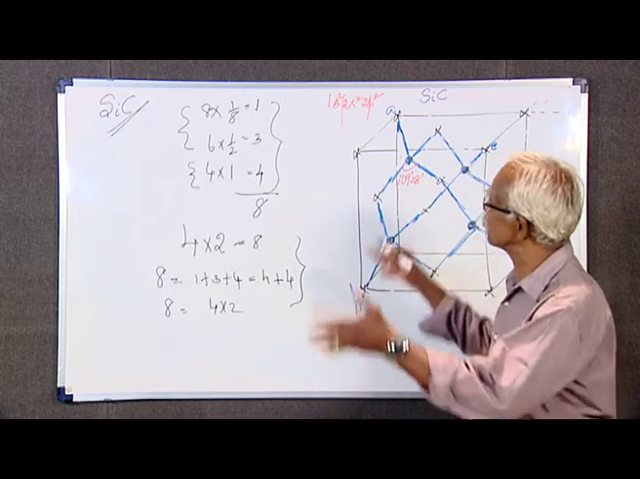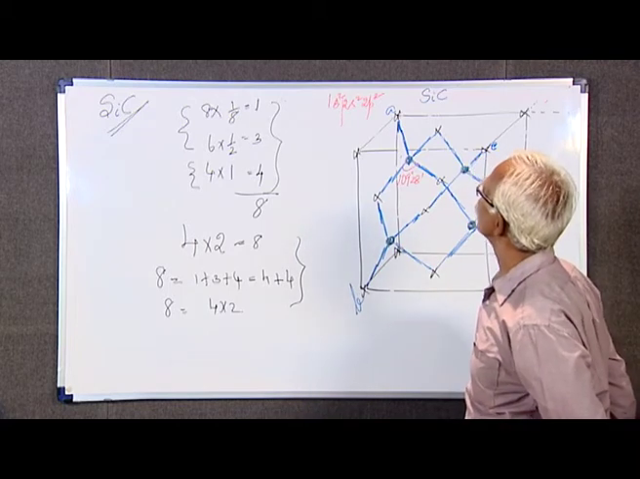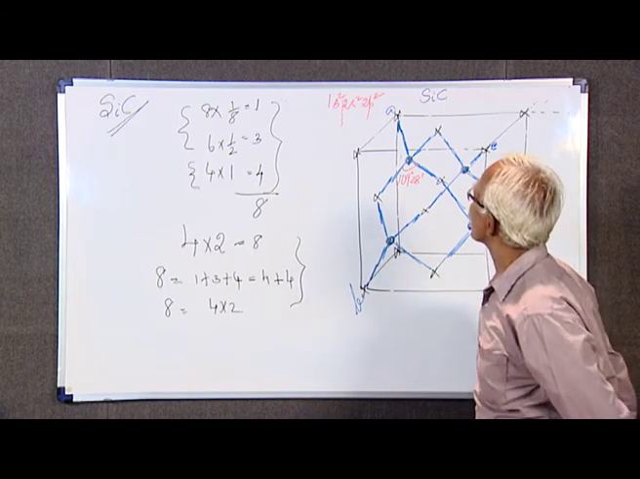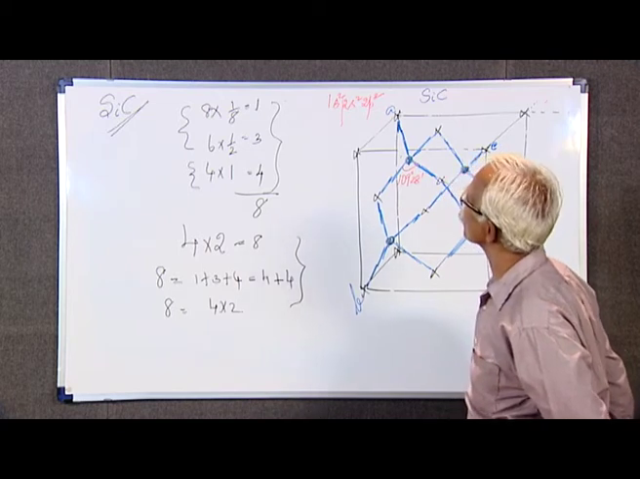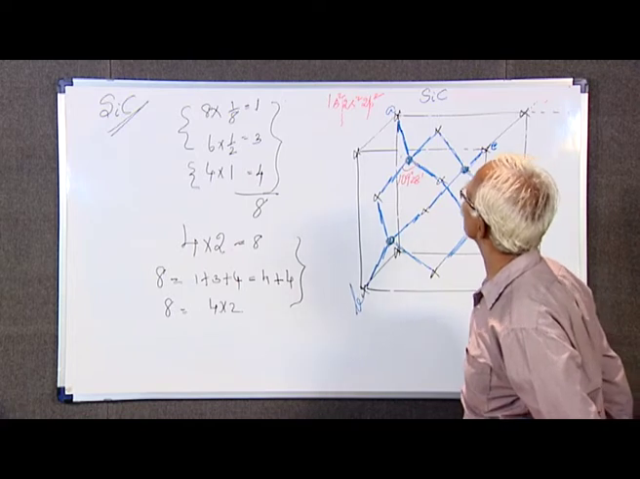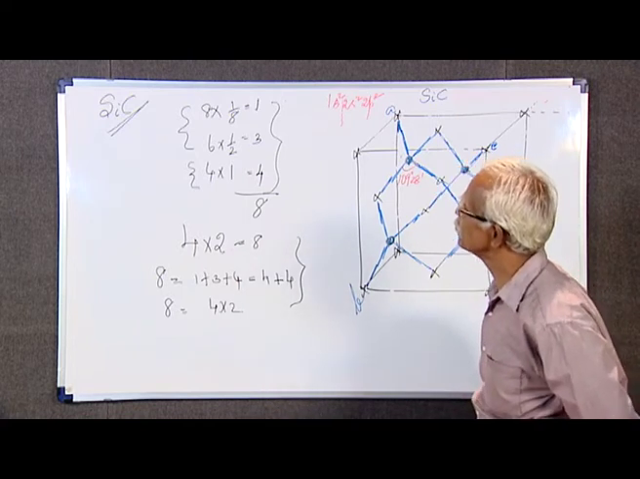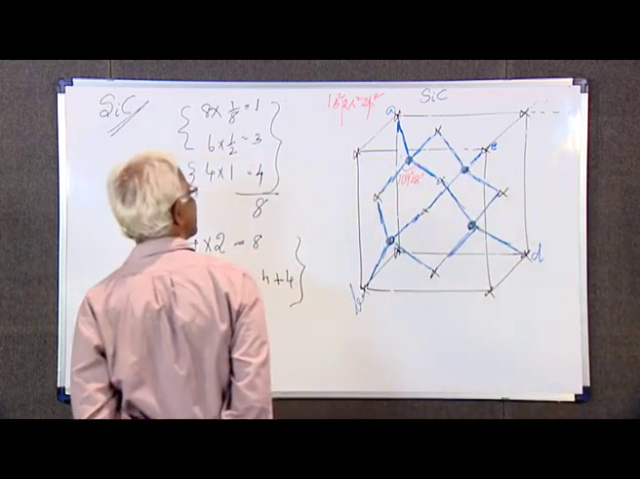You can as well say the other way around. You can say that it is an FCC lattice with a diatomic basis such that the carbon atoms occupy the face center as well as the corner positions, while the 1/4, 1/4, 1/4 positions are occupied by silicon. Either way, you will get the same thing.